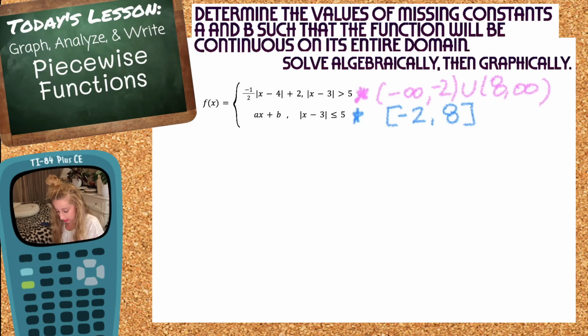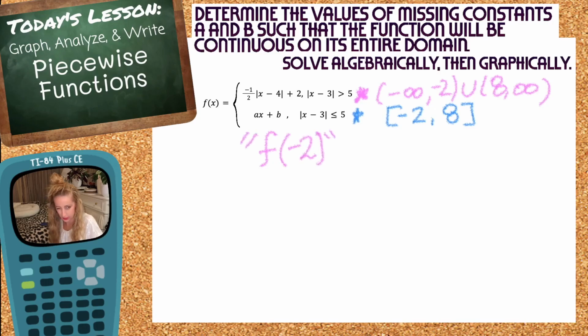Now, how do I write the linear equation ax plus b to make sure that this is continuous? I'm going to do it algebraically first. I want to know when this first graph ends going from left to right at -2, even though it's an open circle, what's the y value? -2 is the x value. So f of x means y. Y is -1/2 absolute value of x minus 4, and so on. So all you have to do is find the f of -2 in a way.